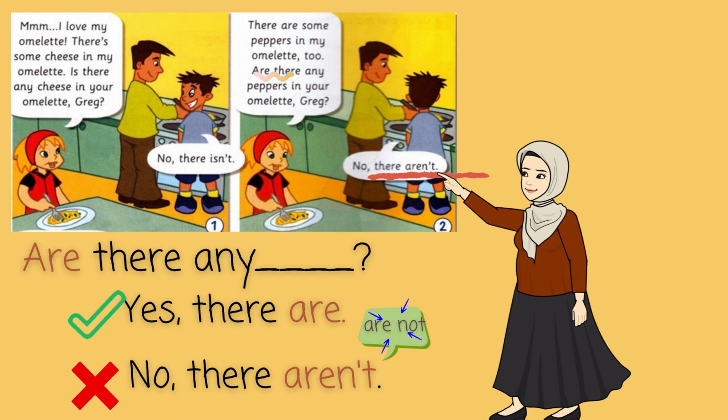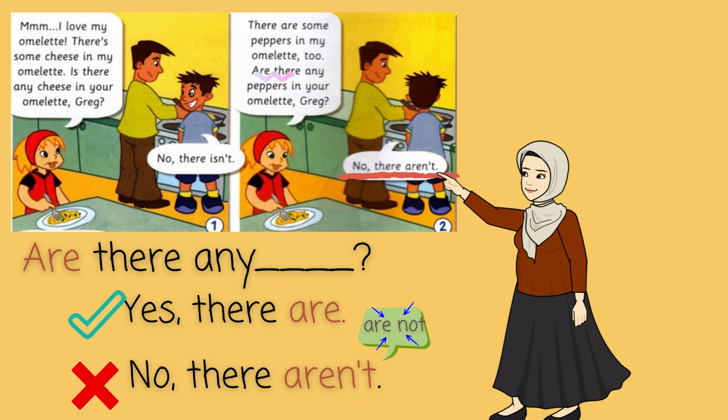Next, when the question starts with are, seperti yang Anna bertanya di dalam gambar nombor 2, are there any peppers in your omelette, Greg? So, we know that peppers are countable nouns. Peppers ialah makanan yang kita boleh kira. Jadi kita akan mulakan soalan itu dengan are.